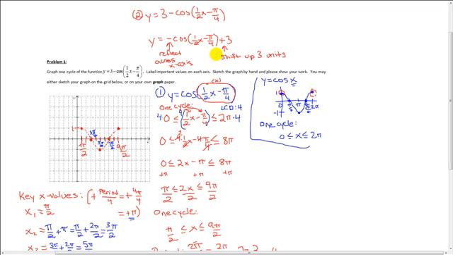When we have a negative out front, that's a vertical reflection. So it reflects across the x-axis if you reflect vertically. And the plus 3 out here shifts each point up 3 units. Again, I apologize for my handwriting.